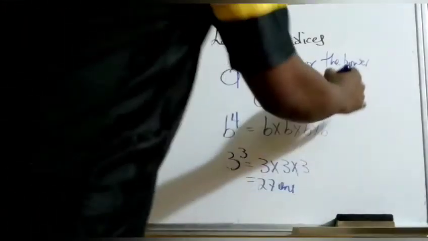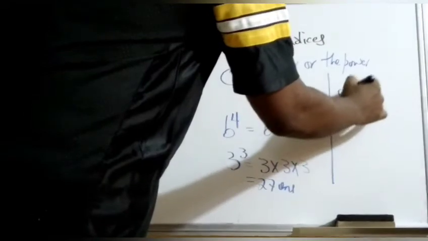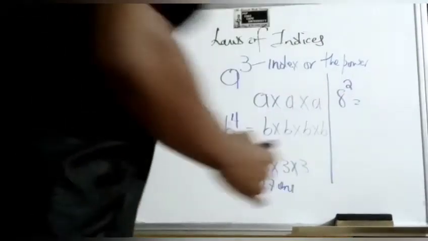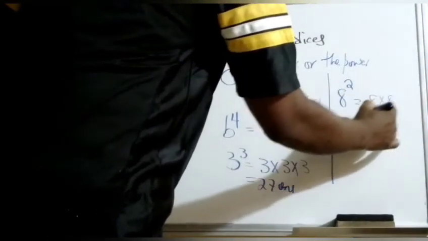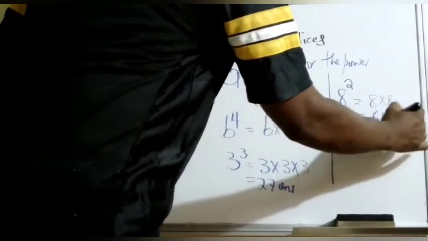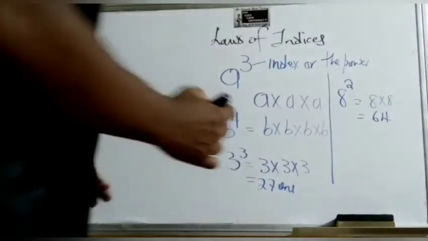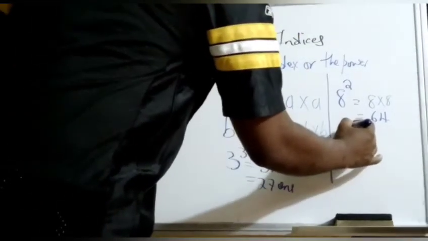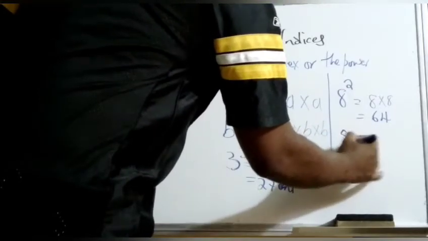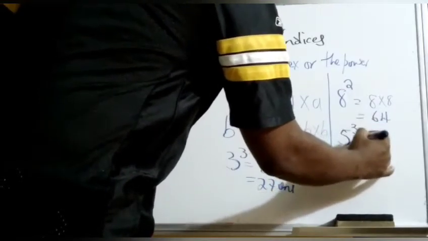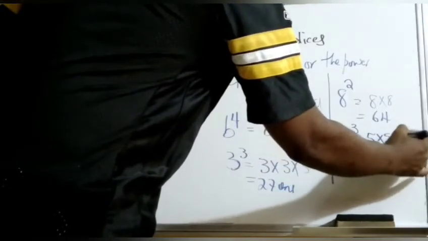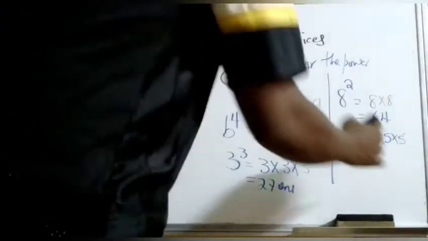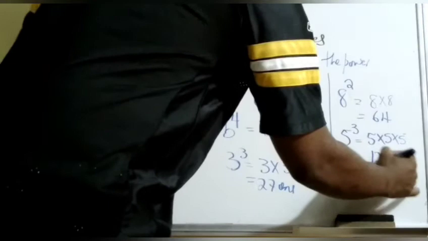Similarly, if we have 8 raised to the second power, it would be 8 times 8, equal to 64. And if we have, say, 5 raised to the third power, it will be 5 times 5 times 5. Now 5 5s are 25, and 5 times 25 is 125.